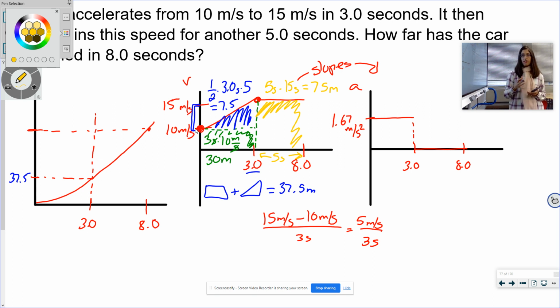Now, this 75 meters represents the change. We're already starting at 37.5. So between here and here is that additional 75. So to get the total, we'll need to add that to the original 37.5 to get 112.5 meters. This is great. We've solved for all of the things.